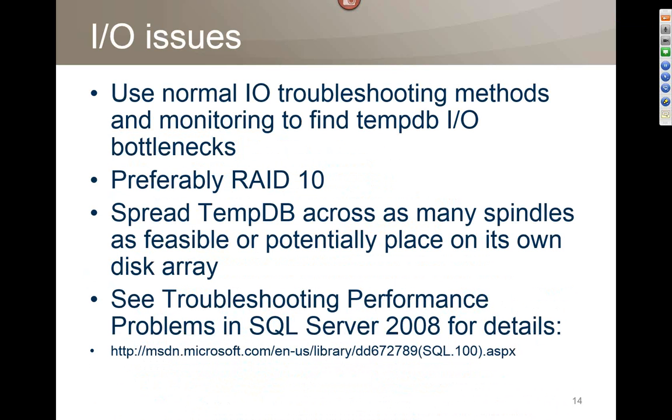So by saying spreading across as many spindles, that means add as many as you can to the array. Now, of course, that comes with a cost. I mean, a monetary cost, hardware, space, all those kind of things. But if you're limiting yourself by putting TempDB on, say, a 3-disk RAID 5, then you're only going to get so much throughput with that. And if you need to do more than that, then you're stuck. You're limiting yourself because of that throughput on there.